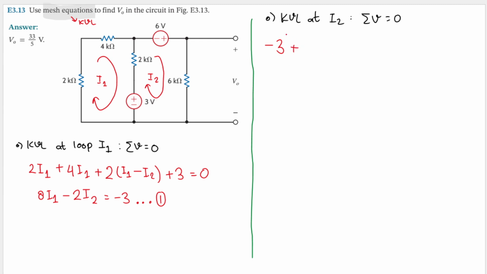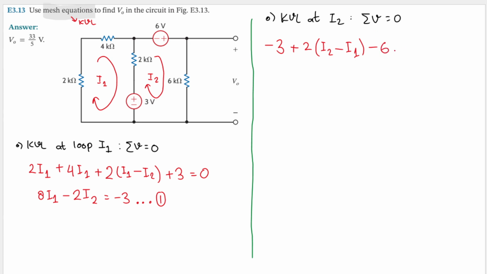Now, we have this 2 kilo ohm resistor. Okay, now we are working on I2, so we will have I2 first. But we subtract I1 from I2 because I2 is going up and I1 is flowing in the opposite direction. It is going down. So we will have minus I1. Good. And we have another voltage source here, and the current is flowing from the negative terminal to positive. So our sign will be negative, and then the magnitude is 6.